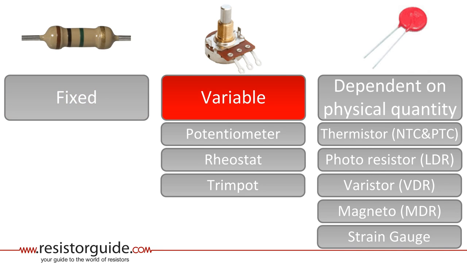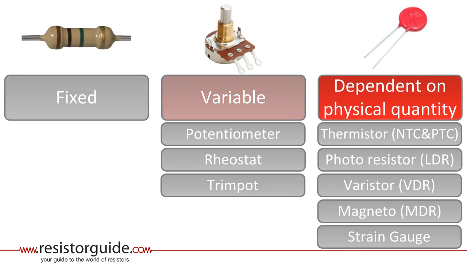Variable resistors have an adjustable resistance value. Most variable resistors are adjusted by mechanical movement. When they are used as a variable voltage divider, they are called potentiometers. When they are used as variable resistance to control the current in the circuit, they are called rheostats. Digital potentiometers are controlled electronically instead of by mechanical action. A third category are resistors which have a varying resistance dependent on a physical quantity, such as light, temperature or voltage. They are often used as measurement devices.